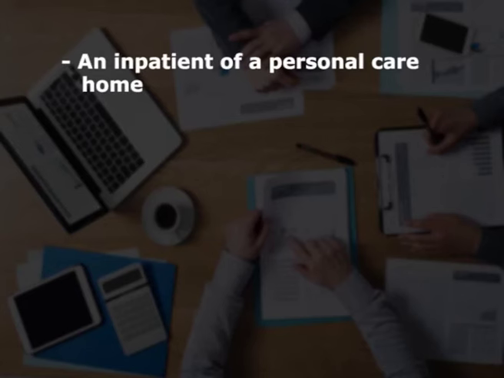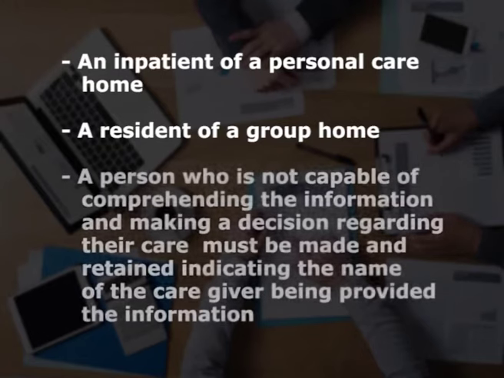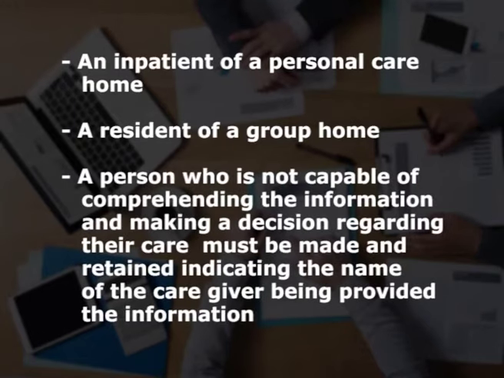Additional counseling record. The counseling record for A. An inpatient of a personal care home, B. A resident of a group home, or C. A person who is not capable of comprehending the information and making a decision regarding their care must be made and retained, indicating the name or names of the caregiver being provided the information.